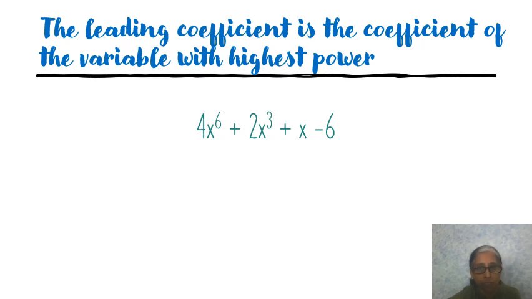What is the coefficient of that term? Coefficient of that term is 4. Therefore, the leading coefficient is 4. Is that clear? Leading coefficient is nothing but the coefficient of the term which is having the highest power. Okay.